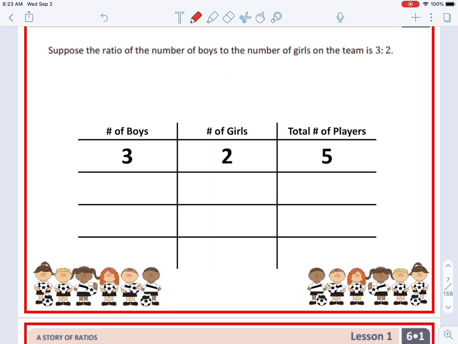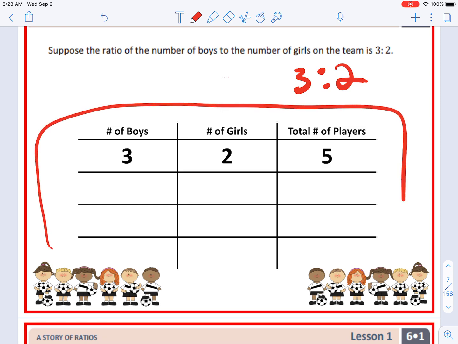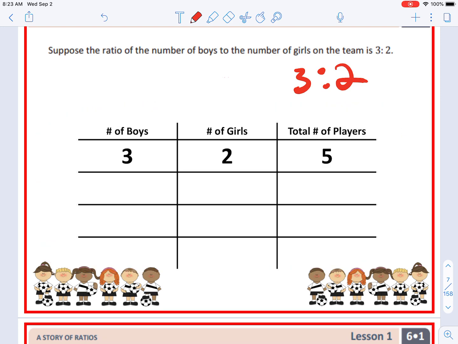Okay, so now it's telling us, suppose the ratio of number of boys to the number of girls on the team is 3 to 2. Okay, 3 to 2. Okay, I want you to create this table on a sheet of paper, okay, and try to complete it on your own. Pause the video and complete this table on your own real quick.